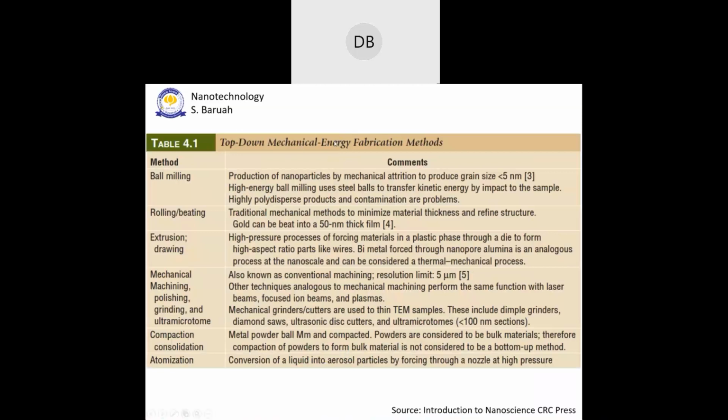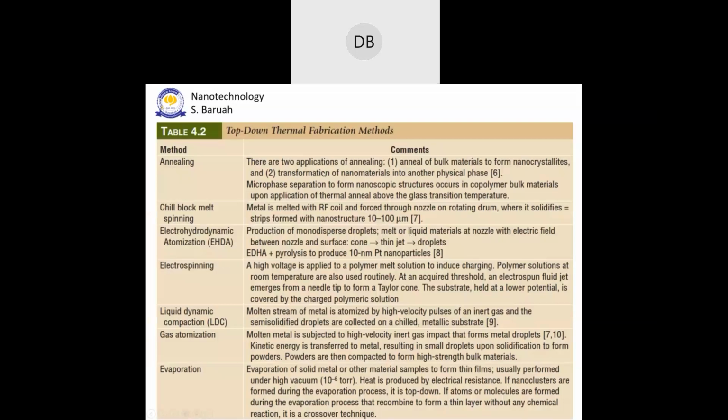All force applied with a lot of other machines to support you, or surfaces to support you, like the balls or the flat plates, mechanical grinders, ultramicrotome. These are different tools that you're using for mechanical fabrication. And this one that I'm showing you now, this is thermal fabrication. That means heat. We are applying heat. All right. So annealing is one process. That means putting a very high temperature. Okay. There are two different ways of doing it. One way, to bulk materials to form nanocrystals. Okay. So you anneal a bulk material at a very high temperature.